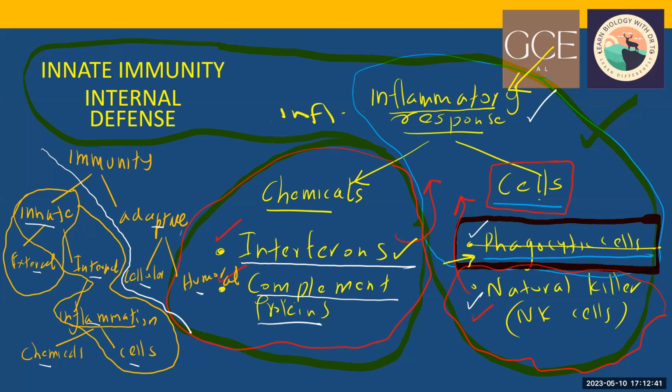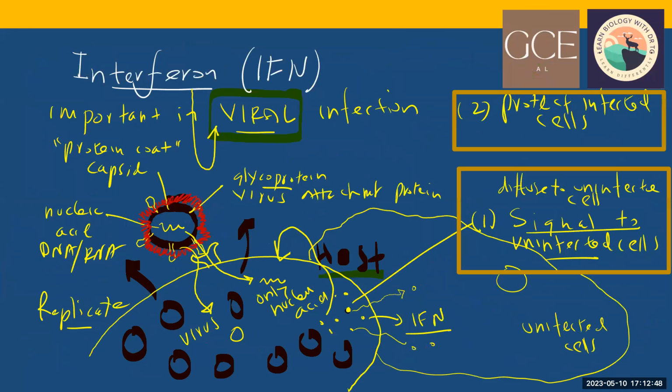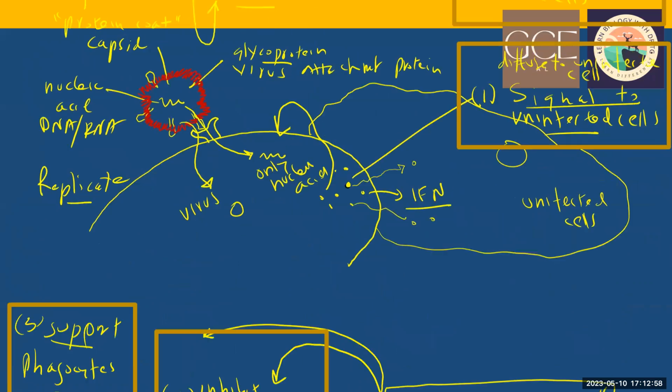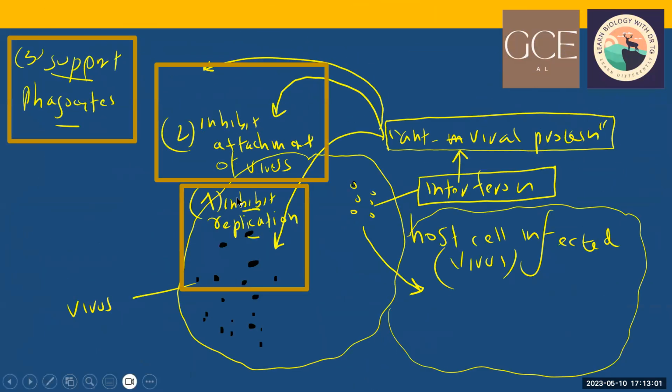Can you remember we discussed complement? So let's go to the complement. I just skip this interferon. You can go back to the recording and learn again. They protect the cell. They also try to protect the neighboring cells by this mechanism. Number one, inhibit viral replication, inhibit attachment of virus, support phagocytosis. So these are the three main methods used by interferon to protect the cells during viral infection.